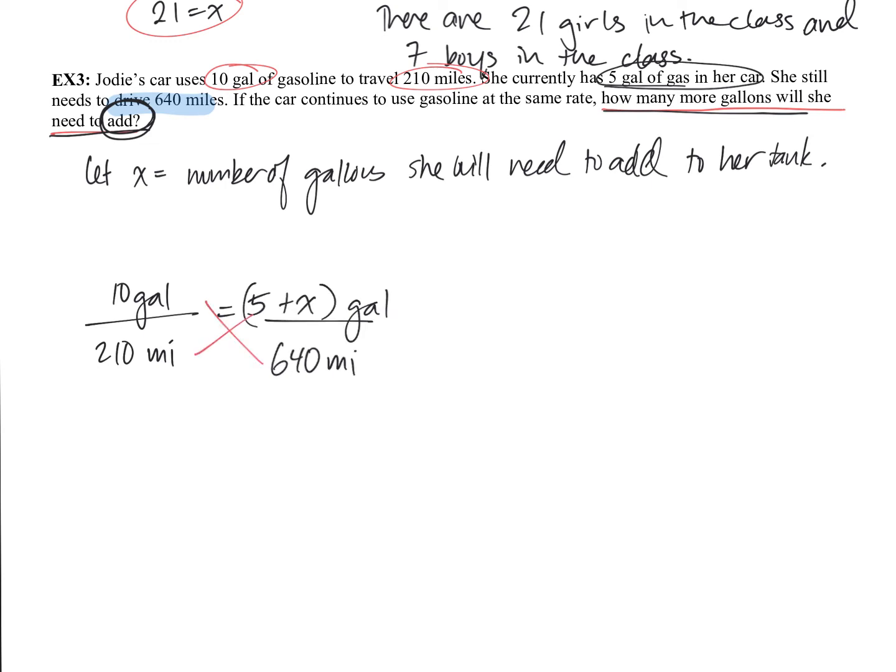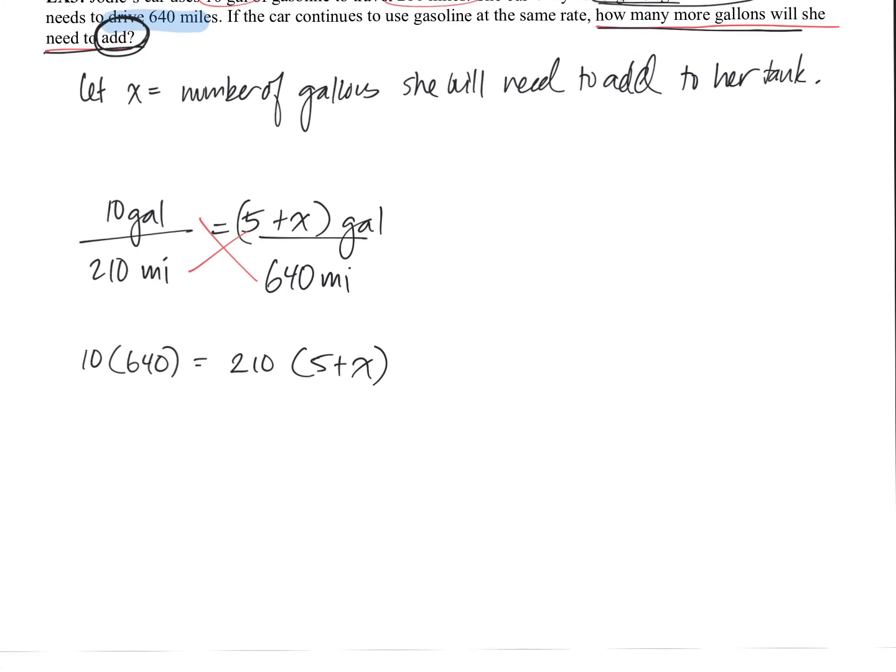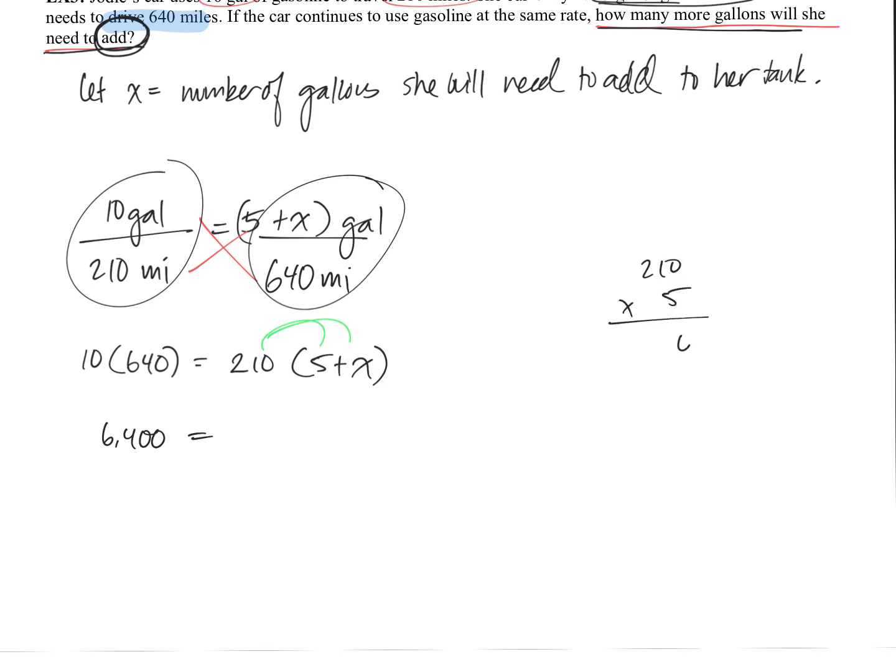And when I do this, I'm going to go ahead and drop the units for solving. So cross multiplying, I have 10 times 640 equals 210 times 5 plus x. Once again, just cross multiplying. And I can do that if I have a fraction equal to a fraction. Okay, so that's going to be 6,400 equals, let's go ahead and distribute that 210. 210 times 5, that'll be 0, 5, 10.